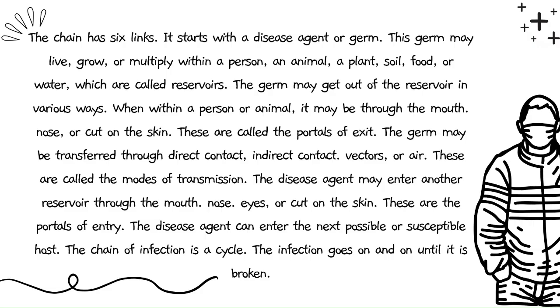Okay, the susceptible host. So this is the person who can get infected if your immune system is weak. So you are more likely to get sick. For example, a tired or unvaccinated person can catch the flu easily. So six, those are the six links in the chain of infection.